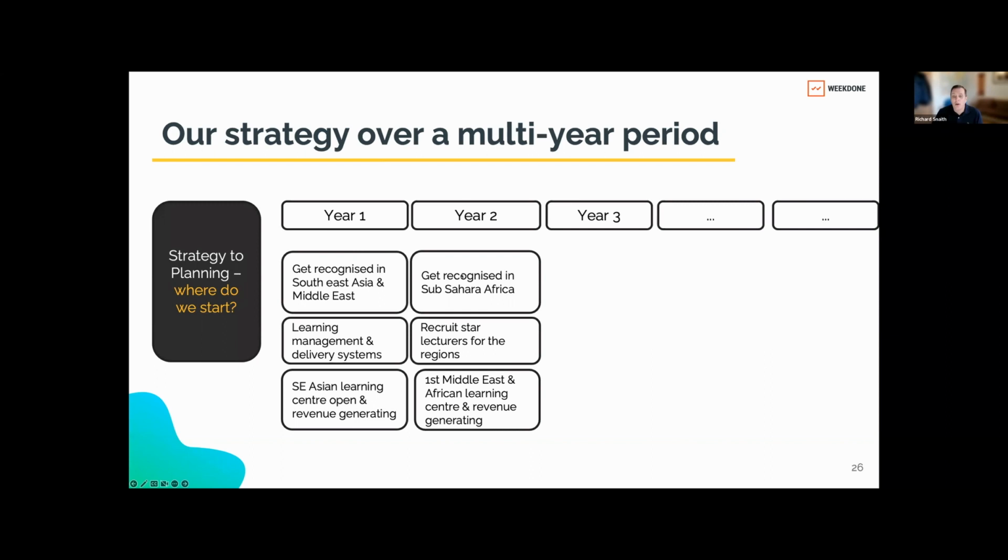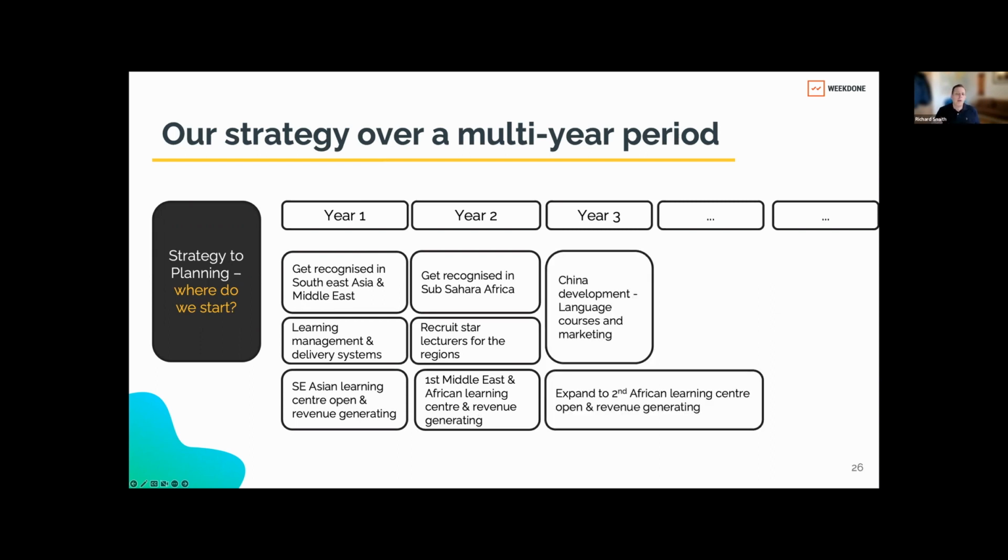That's year one. Year two, get recognized in Sub-Saharan Africa, recruit star lecturers. So we're moving on from where we were, starting with our current lecturers. We're going to get star lecturers for the regions, and we're going to get our first Middle East and African learning centers revenue generating. Great.